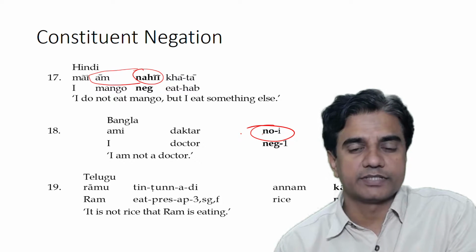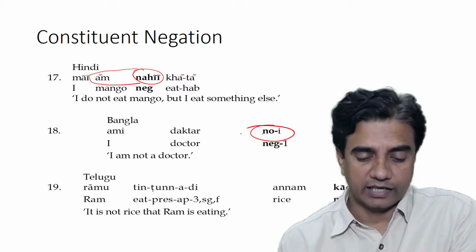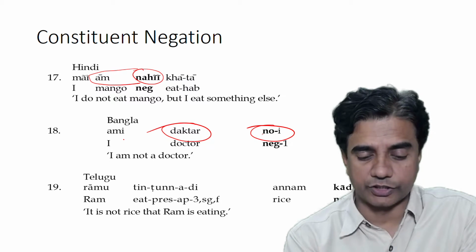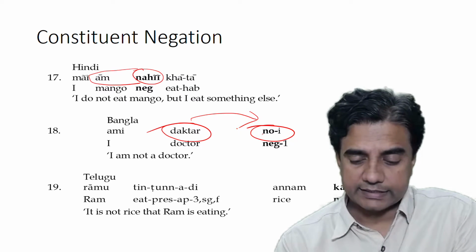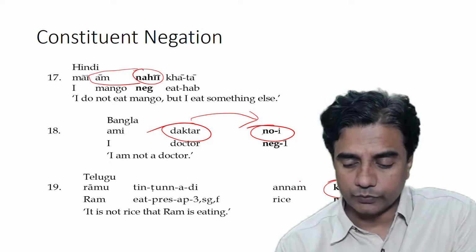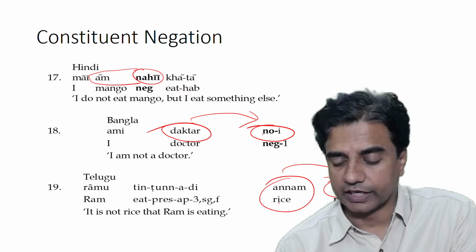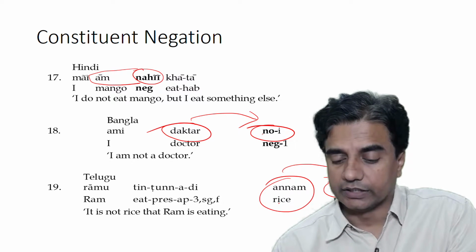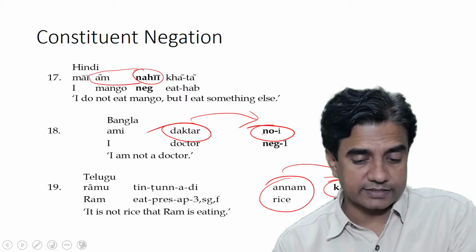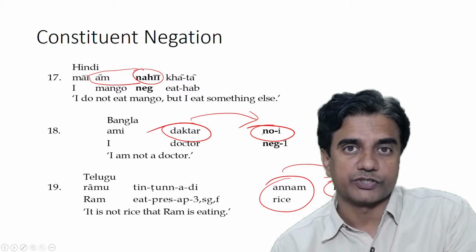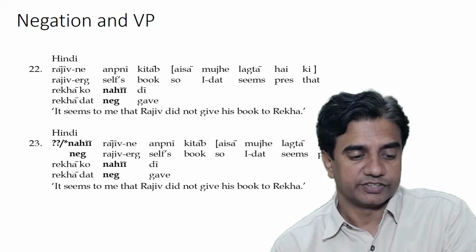In the Bangla example in 18, we see that the negative element noi occurs again to the right of the nominal doctor. Similarly, in Telugu, we find the negative element occurring to the right of the nominal element rice, annam. This is what is significant about constituent negation in our understanding of negation.